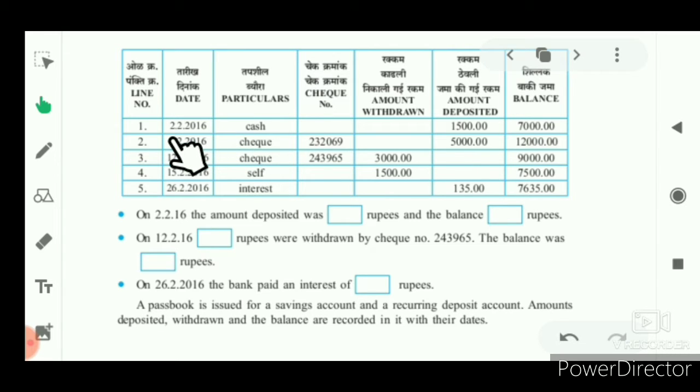That is the date on which we are dealing with our account, with our cash. Here is the particulars column, that is the tafsil. If we are depositing or crediting an amount using cash, check, self, or if there is an interest, that detail, that particular, will come in this column. The next column is the check number. If we deposit by check, if the amount is credited to our account by check, then the check number will come here.